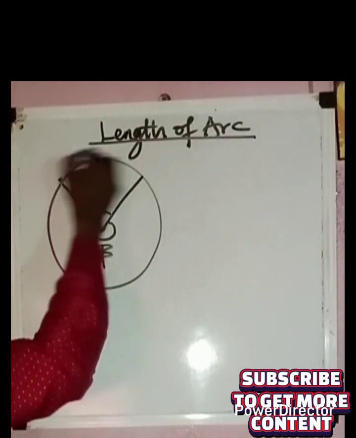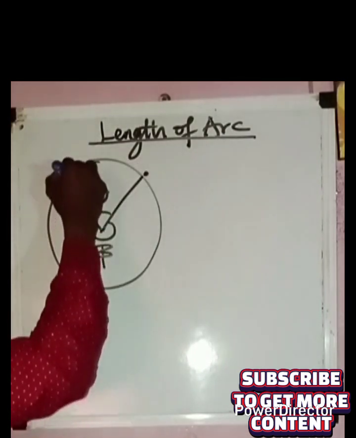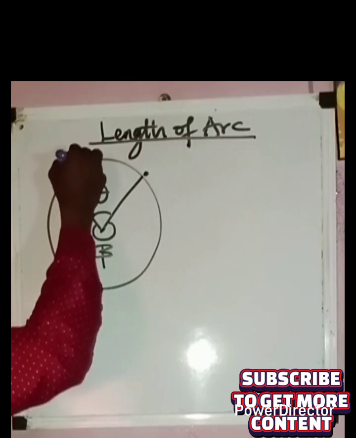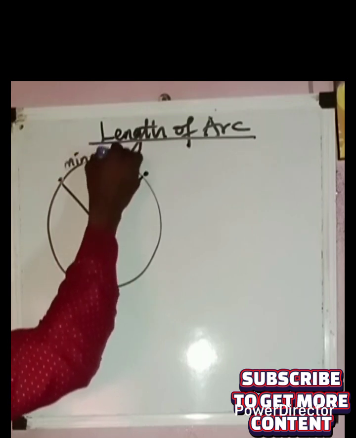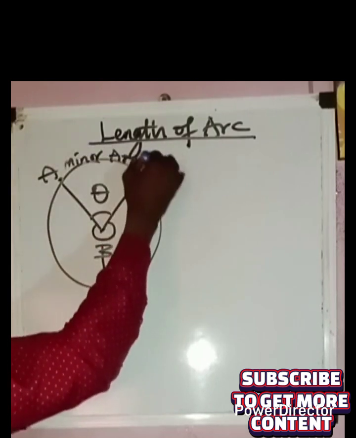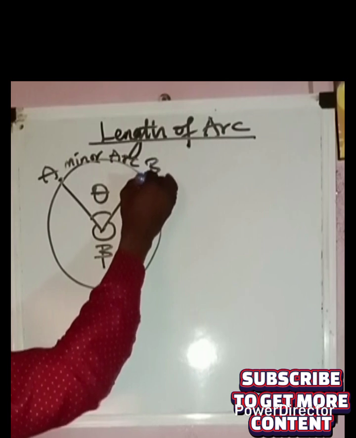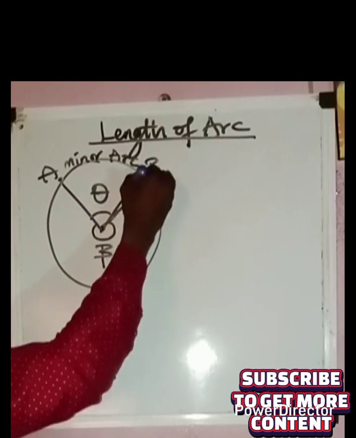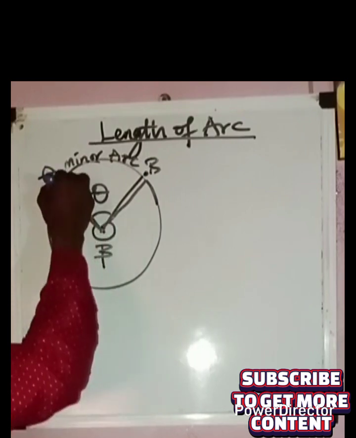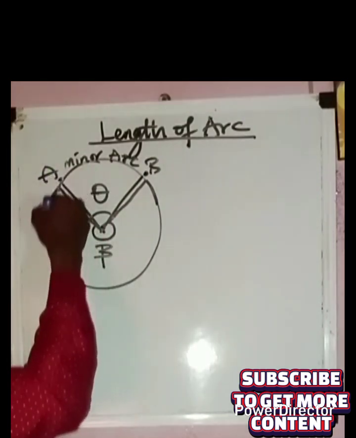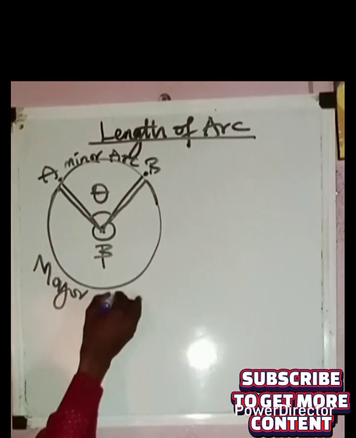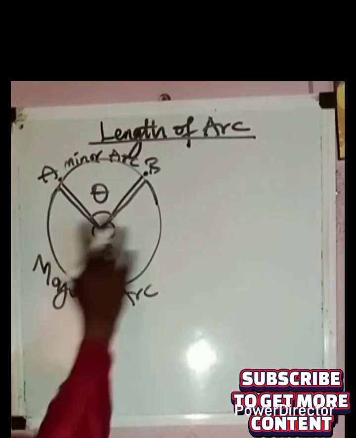Now, the distance from here to here, this curved distance, is called an arc. We call it the minor arc. This distance, let's call it AB. If I decide to split this, this other curved line, the bigger one, is called the major arc. I'm going to do a separation so that you understand.